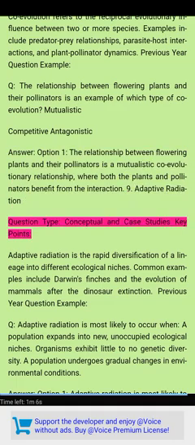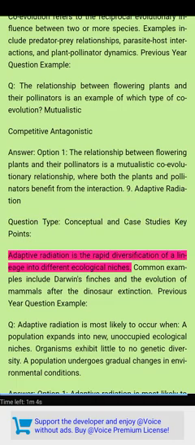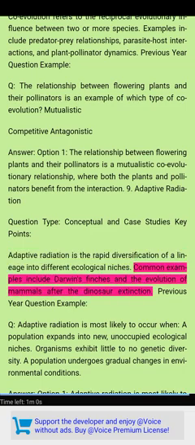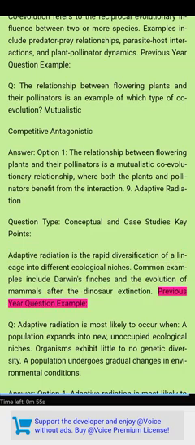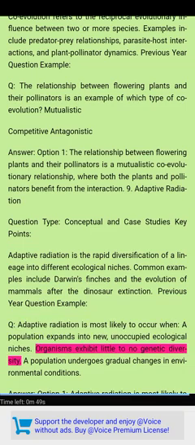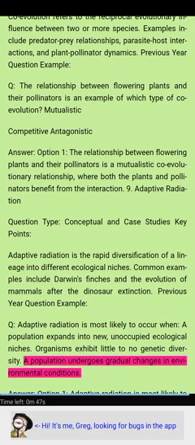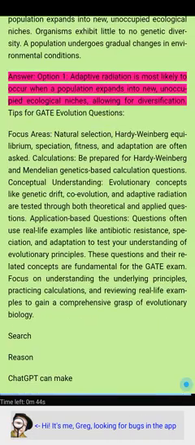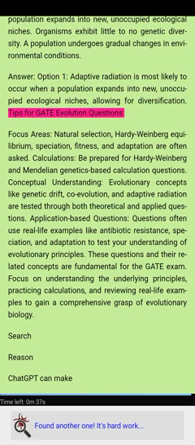9. Adaptive radiation. Question type: conceptual and case studies. Key points: Adaptive radiation is the rapid diversification of a lineage into different ecological niches. Common examples include Darwin's finches and the evolution of mammals after the dinosaur extinction. Previous year question example. Q. Adaptive radiation is most likely to occur when: Option 1: A population expands into new, unoccupied ecological niches. Option 2: Organisms exhibit little to no genetic diversity. Option 3: A population undergoes gradual changes in environmental conditions. Answer. Option 1. Adaptive radiation is most likely to occur when a population expands into new, unoccupied ecological niches, allowing for diversification.